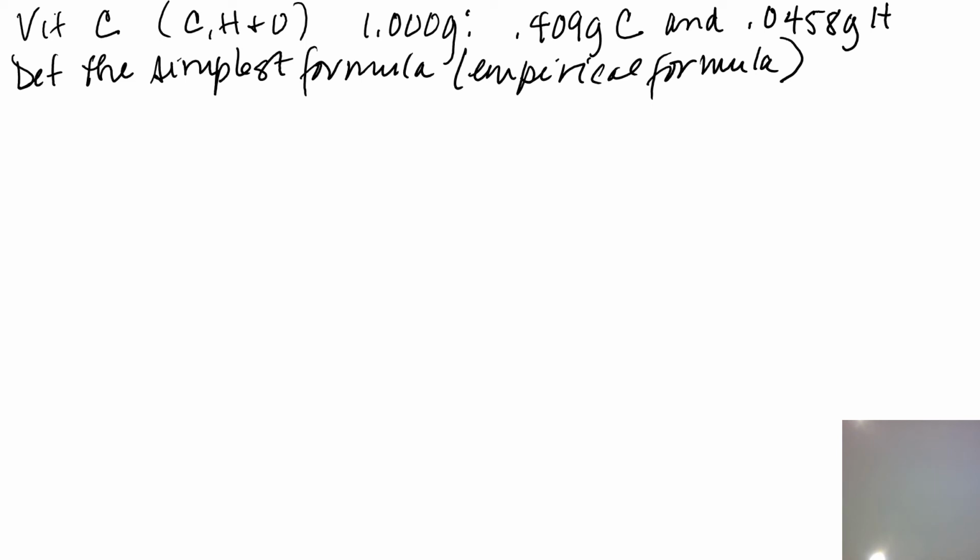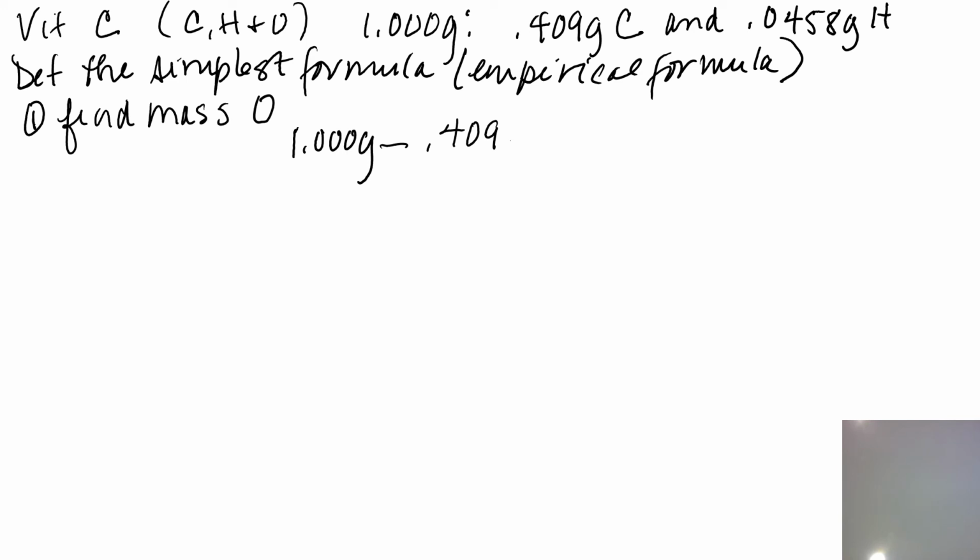So we have the masses of carbon and hydrogen, but we don't have the mass of oxygen. So we need that mass as well, and then we will convert our masses to moles, find our mole ratios, and come up with our empirical formula. So we know that we have a 1.000 gram sample, and we have the masses of carbon and hydrogen. So we're just going to subtract those from the total mass of that sample to get our mass of oxygen.